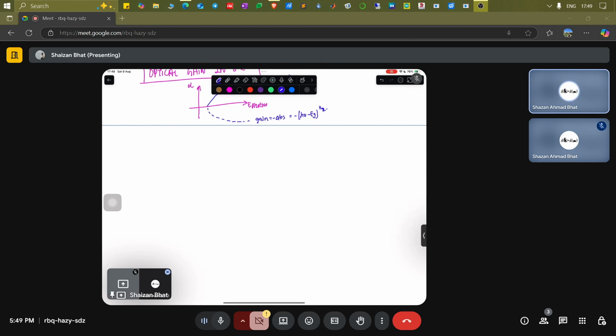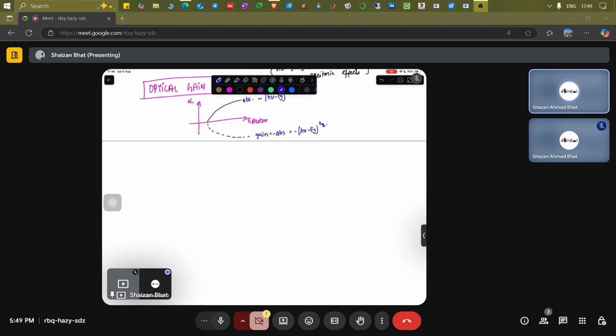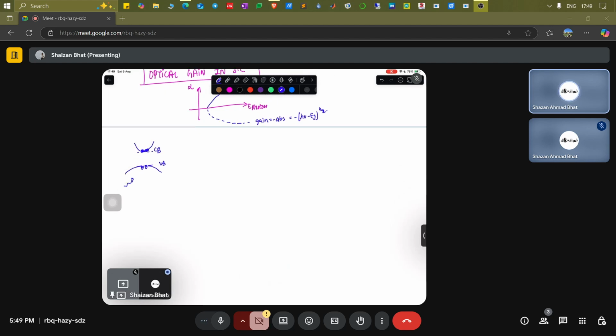That means, for example, if you have a system with a conduction band edge like this and a valence band edge like this, you have electrons, you have a photon coming in, and electron hole pairs are generated. So that means the photon is basically absorbed. Okay, so you have the absorption of the photon.